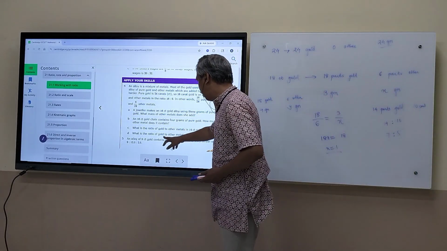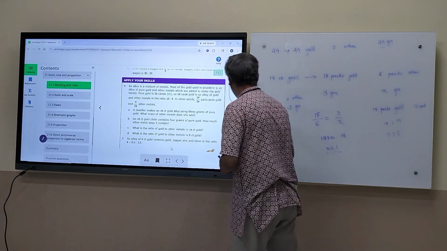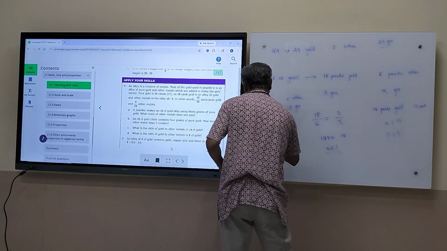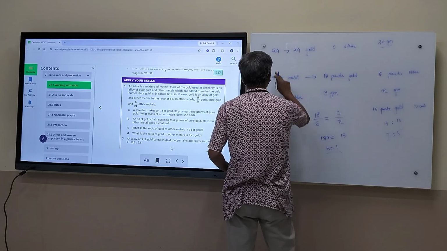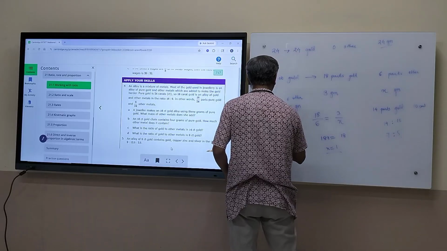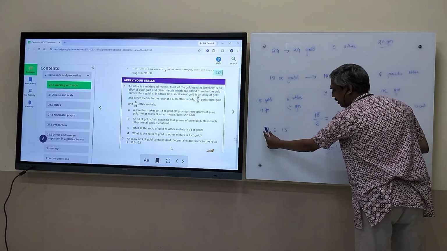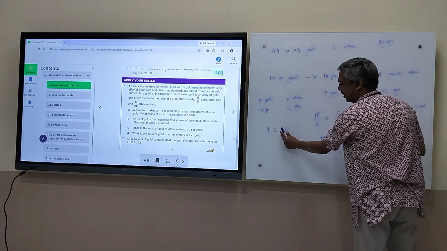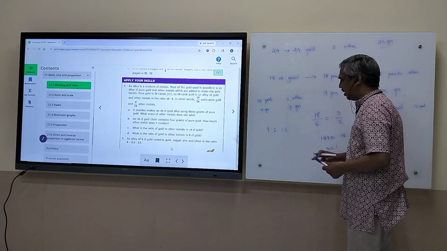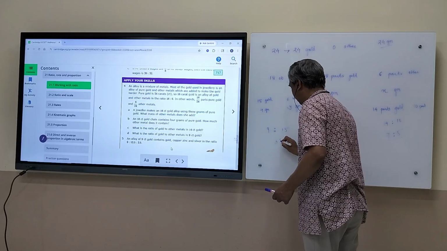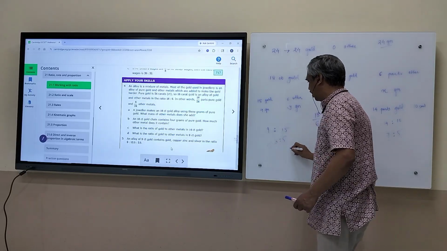What is the ratio of gold to other metals in 9 carat? The total has to be 24, so 9 gold means the other will be 15. 9 carat, 9 parts of gold, 15 parts of other. 9 upon 15, 3 is to 5. This is the trick.